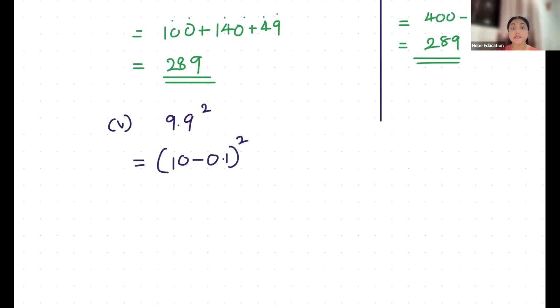First, we take the square of the first term. First term is 10. Square of 10 is 100. Here, the charge is plus. Plus times plus, answer also gets plus. So, we don't really have to put it.